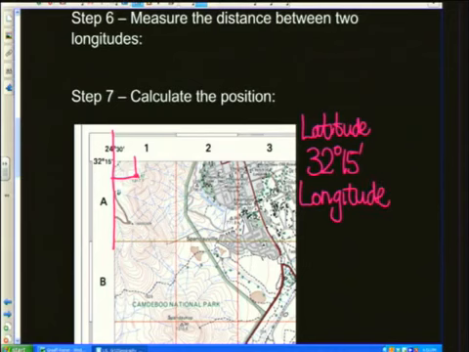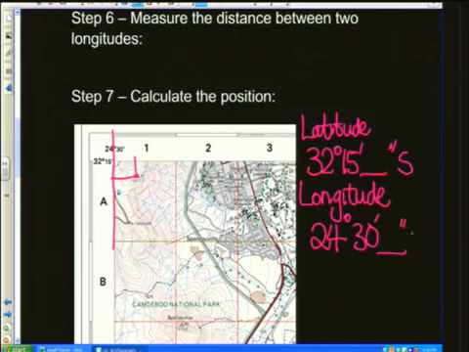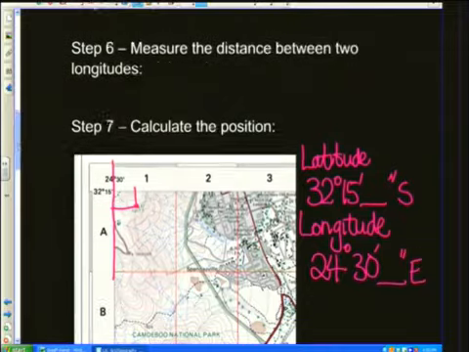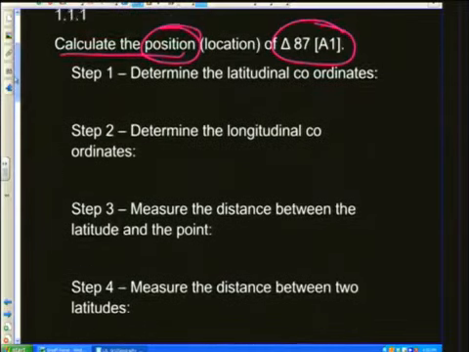Longitude, 24 degrees and 30 minutes. What I have to do is calculate the seconds south and the seconds east. Let's help you with that. So, what have we done?